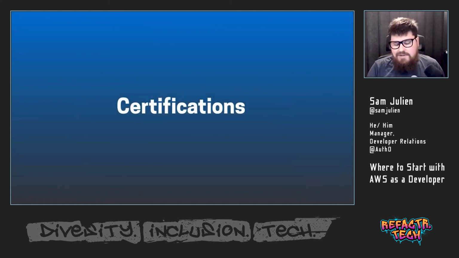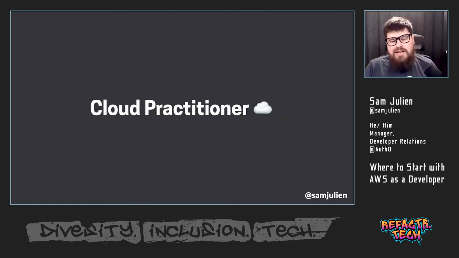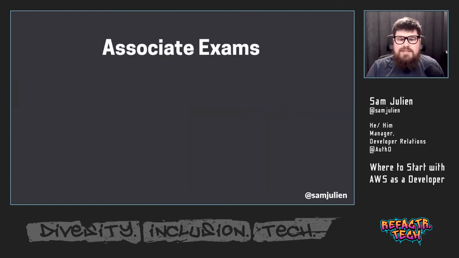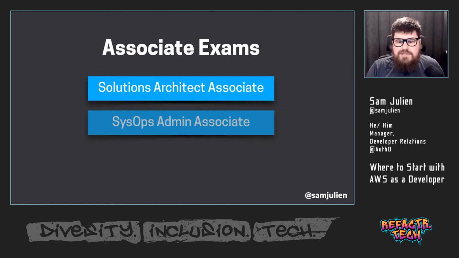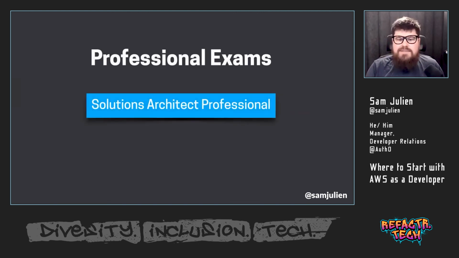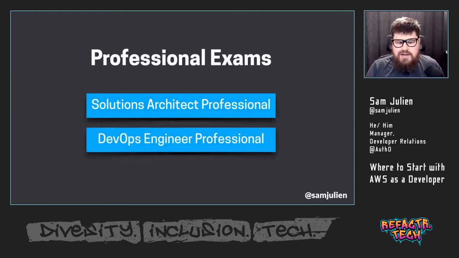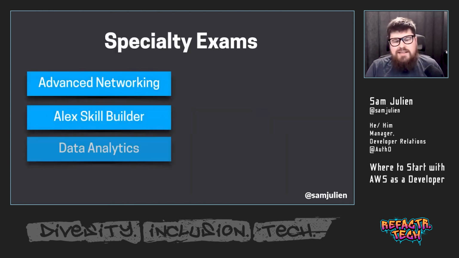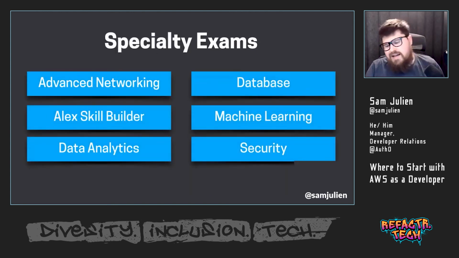And lastly, we covered the certification path, the foundational one being the cloud practitioner exam. Then from there, you can go through the associate exams of solutions architect, sysops admin, or developer associate. And then the big ones are the professional exams, the solutions architect professional, and the DevOps engineer professional. And then if you really want to specialize, there are these 6 other specialty exams, and I think they add to these over time, but these are the big 6 specialty exams. And so that is everything.